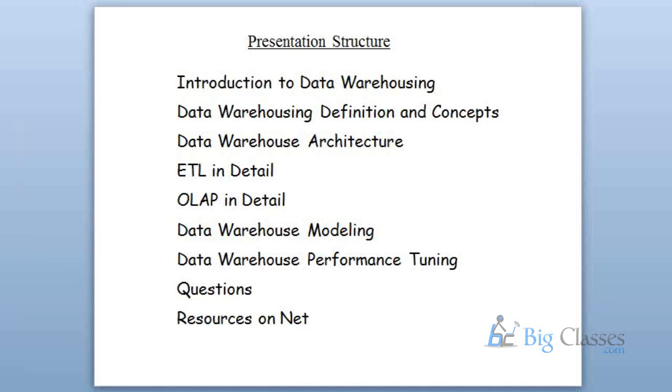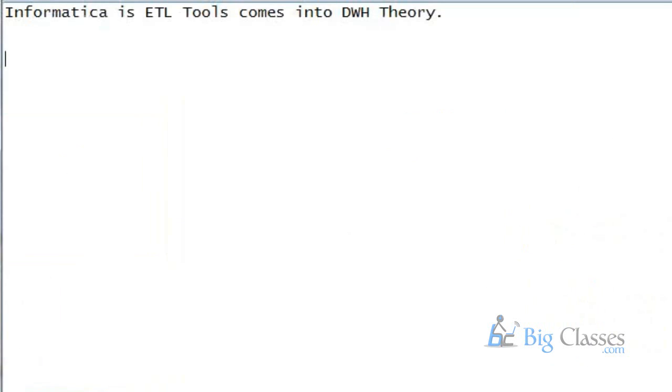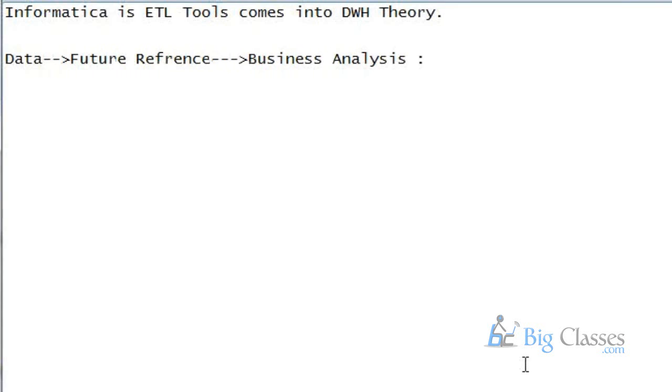For any organization or company, data plays a major role. So before going further, what is the purpose of data? What is the purpose of the company storing the data? It's for business analysis. Why does any organization store data? In order to have future reference. The data will be stored for future reference, which is useful for business analysis.